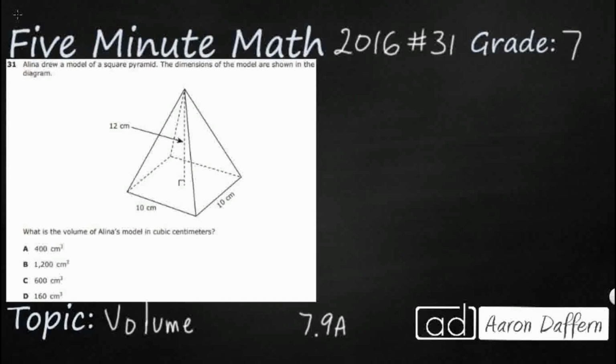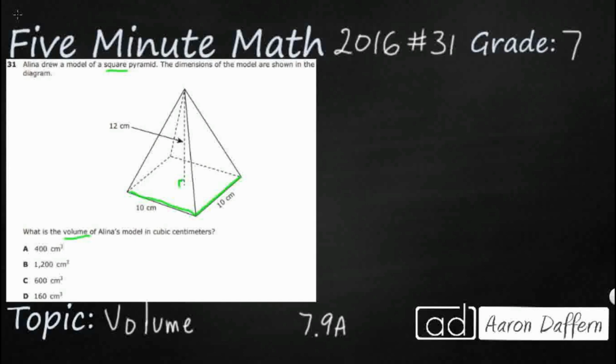So we have a square pyramid. They tell us that, and also we can see that its bases right here are 10 centimeters and 10 centimeters. And we have a height of 12 centimeters because it's kind of inside the middle there. It's got that little square corner right there in the middle of that base. And so we simply need to find the volume.